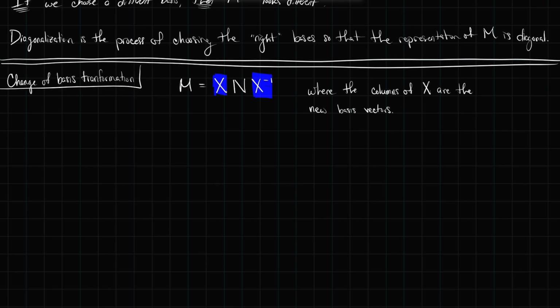Now, a lot of linear algebra courses will spend quite a bit of time on these change of basis transformations. I would love to, but we just don't have the time for it. So we're just going to use it as a tool where, once I recognize that the columns of X are the new basis vectors, I can really jump into diagonalization quite quickly. So, diagonalization.